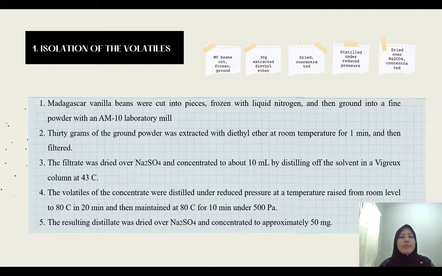and then filtered. The filtrate was dried over sodium sulfate and concentrated to about 10 ml by distilling off the solvent. Then the volatiles of the concentrate were distilled under reduced pressure at a temperature rise from room temperature to 80 degrees Celsius in 20 minutes and then maintained at 80 degrees Celsius for 10 minutes under 500 Pascal. And last, the resulting distillate was dried over sodium sulfate and concentrated to approximately 50 mg.